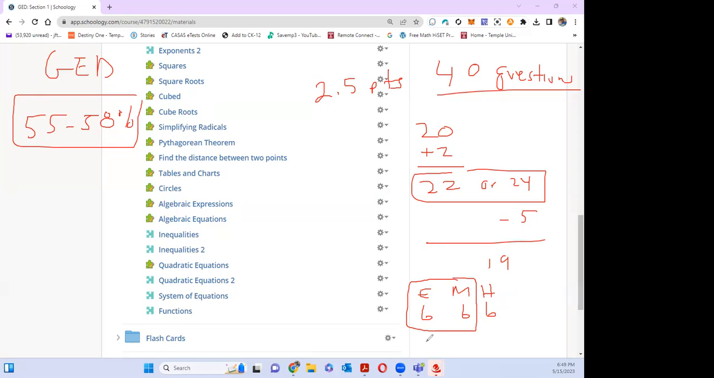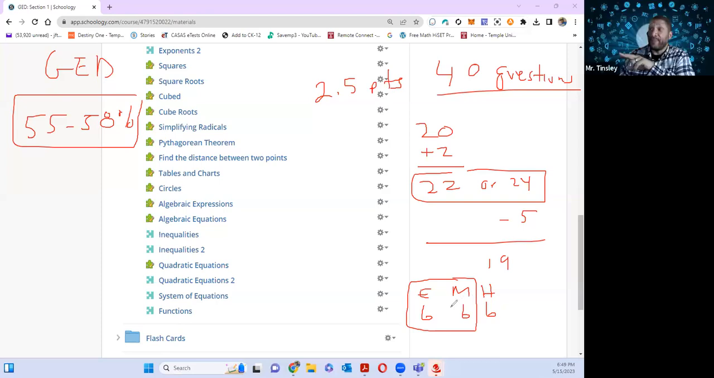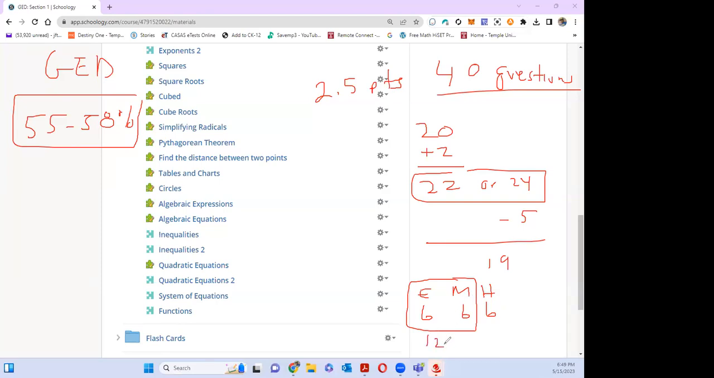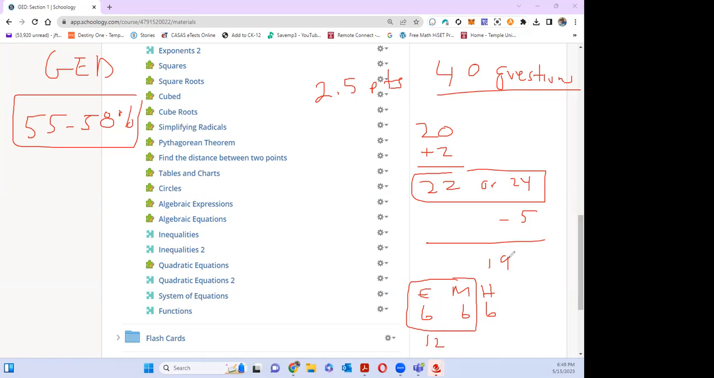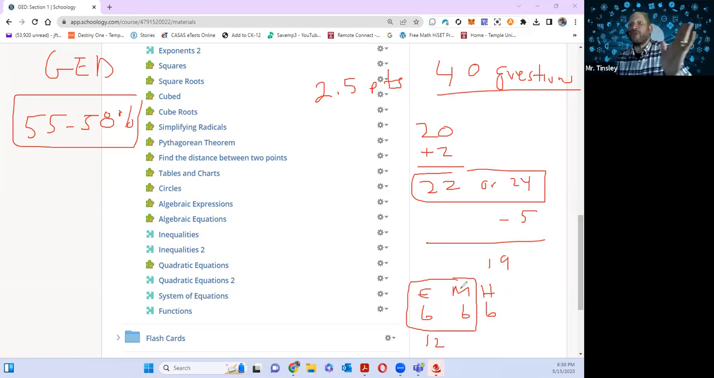Just the easy and medium. That's 12. So you only need 24 right. You got 5 right in the first 5. The easy and mediums, you got 12 right, right? So now that means you need 7 out of the remaining questions.